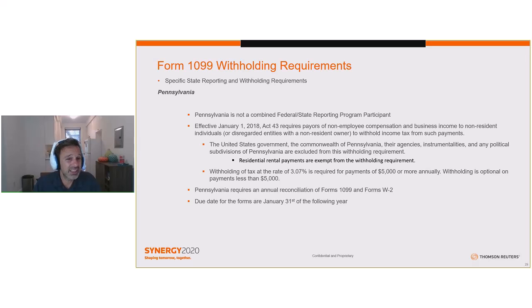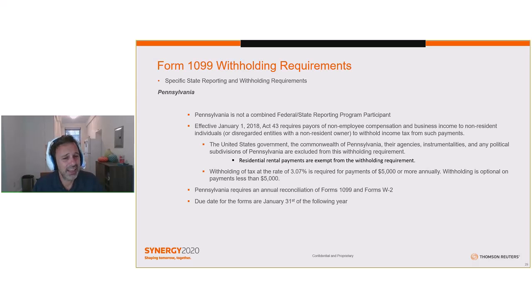The law specifically excludes payments to governments, including the U.S. government, the state of Pennsylvania, and all of their political subdivisions and agencies. Residential rental payments are also exempt from withholding, which is probably one of the good things in this law because of the number of companies that pay rent to landlords throughout the state. So Pennsylvania has a flat withholding rate of 3.07%, required for payments of $5,000 or more annually to any non-residents performing services in Pennsylvania.